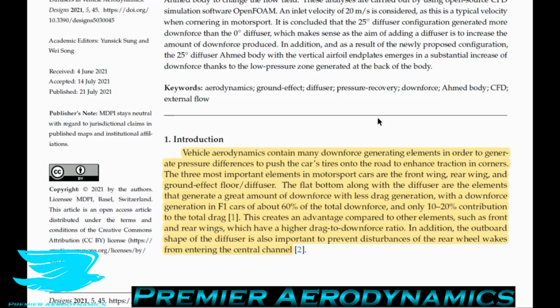In addition, the outboard shape of the diffuser is also important to prevent disturbances of the rear wheel wakes from entering the central channel. So what this means is how you shape the diffuser, so the edges of it, affects the aerodynamics, and you could result in throwing air where you don't want it to go, for example, into the rear wheels, or have the rear wheel air come into the diffuser.